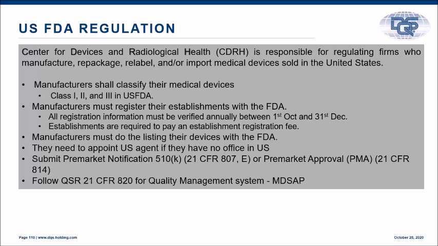So US FDA, I think this is the most familiar one. You need to incorporate within your quality system the quality system regulations of the US FDA, that is 21 CFR 820. That is your quality management system requirement. And you need to submit a pre-market notification or a pre-market approval, depending on the classification of the device. You need to submit for the device approval. Once that is approved, then you are free to place the product into the US market.